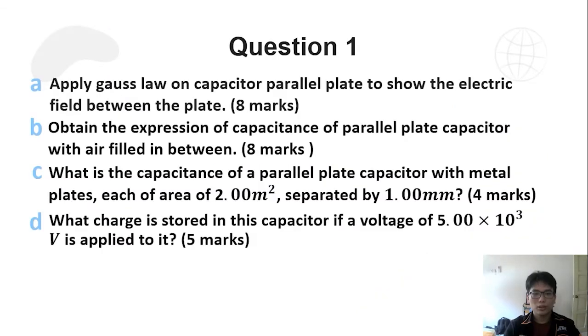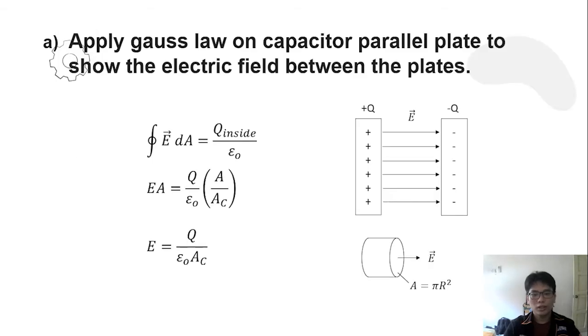In question 1 we have 4 sub-questions: A, B, C and D. Without further ado, let's move on to question A. Question A is to apply Gauss's law on a parallel plate capacitor to show the electric field between the plates. So we need to find the E.